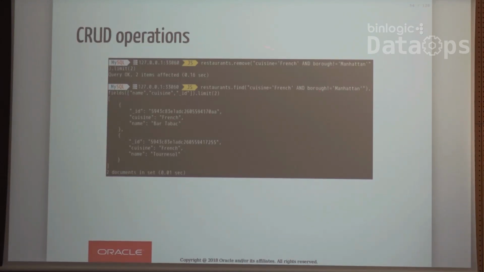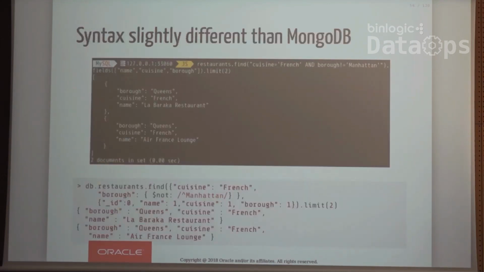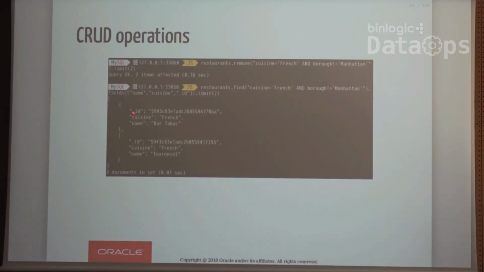For example, if I remove the first French restaurant, so I use restaurant.remove, right? I set the criteria I want, limit to 2, so I will delete the first 2 restaurants. If I do the same query again, I have 2 different restaurants than before. Here it was La Baraka and Air France Lounge. Now it's Bar Tabac and Tournesol, because the other ones have been deleted.